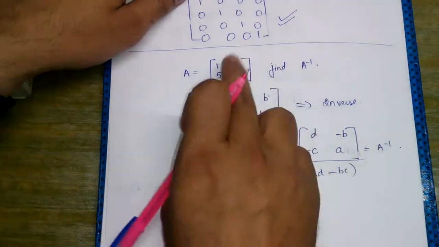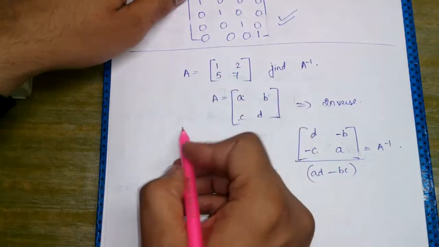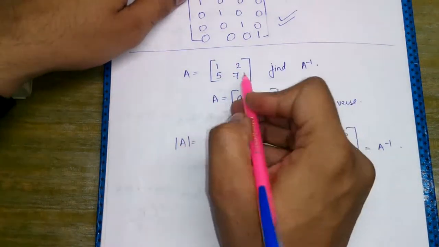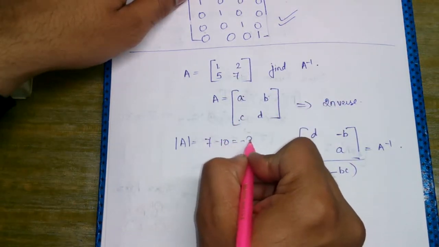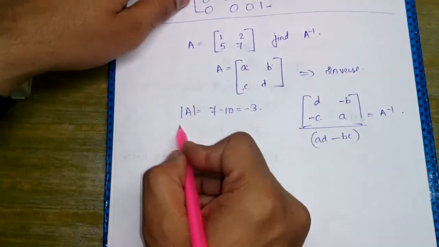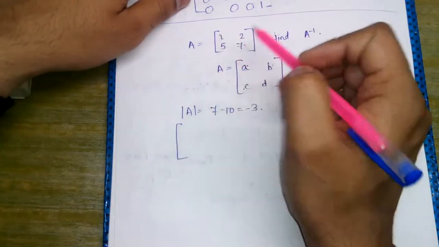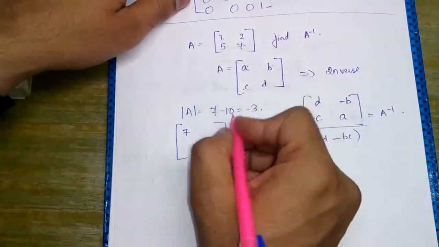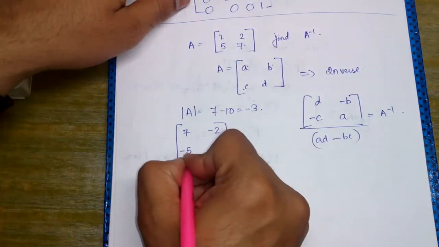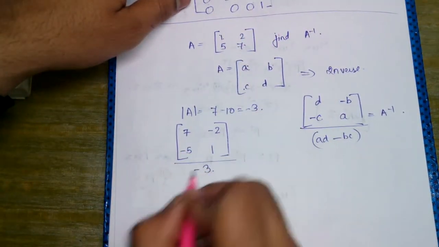We will apply the same logic here. So what will be the determinant? First we will find out the determinant. 7 minus 10, that is minus 3, and now we will interchange the position of these two elements. 7 will be here, 1 will be here, and we will change the sign of these two, minus 2 minus 5, and we will divide it by minus 3.